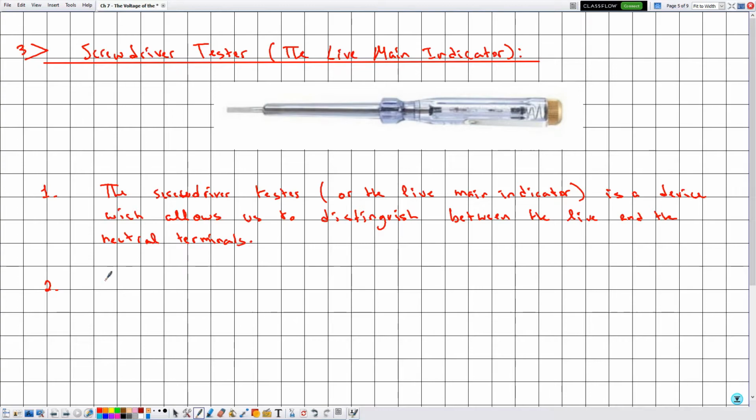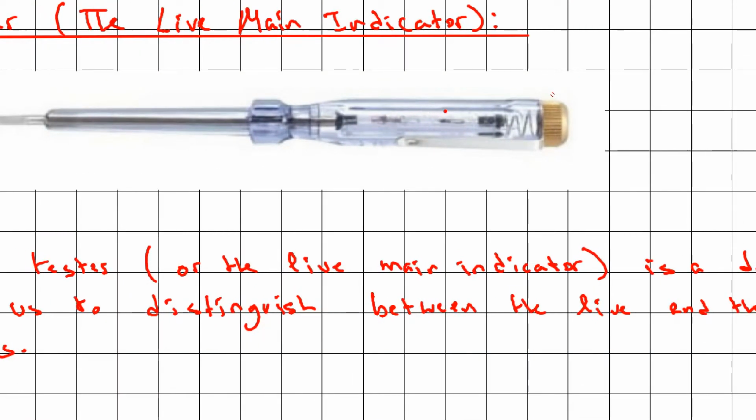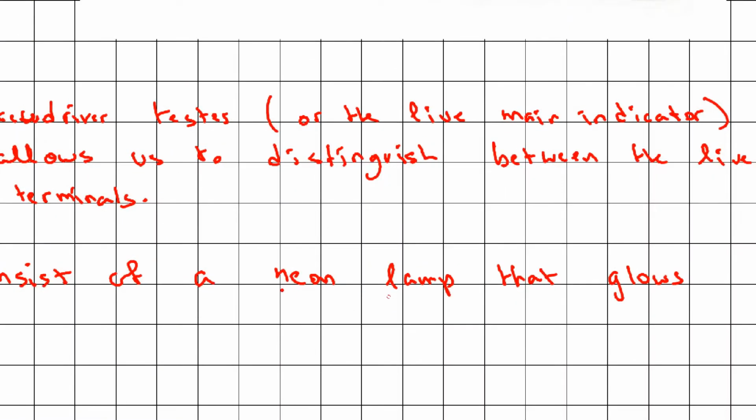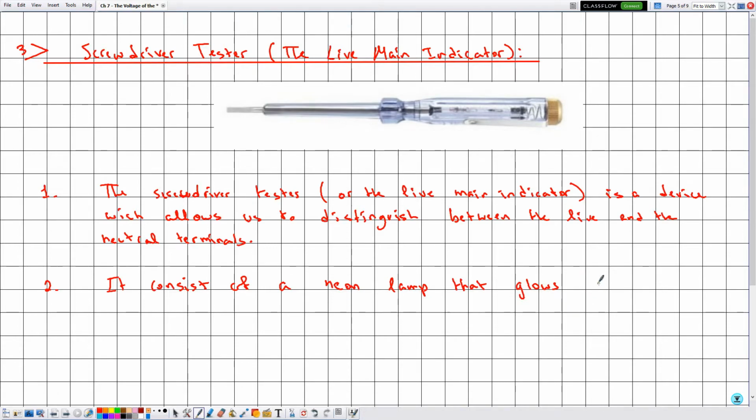Now in number 2, inside of this screwdriver there is a neon lamp. It consists of a neon lamp that glows. Here the neon is a special type of lamp that glows when subjected to a voltage greater than 80 volts.